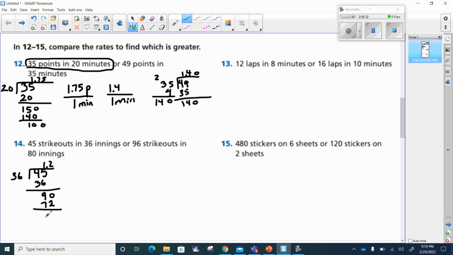That's going to leave us with 18. And I'm going to add a 0 here. I think that's going to be multiplied by 5. And that'll be 30. And then 15 plus 3 is 18. Yep, perfectly. So that's 1.25. So that's 1.25 strikeouts per inning.